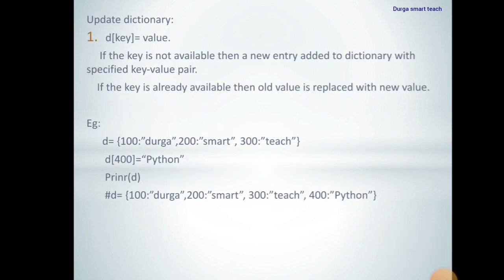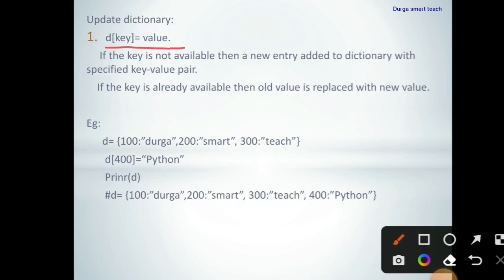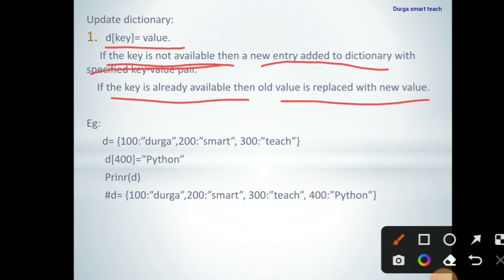Next, we created one dictionary. If you want to add one more element into the dictionary, you need to update the dictionary. The syntax is D of key is equal to value. Here you can add a new key and value into the existing dictionary. If the key is not available, then a new entry is added to the dictionary with the specified key value pair. If the key is already available, then the old value is replaced with the new value.